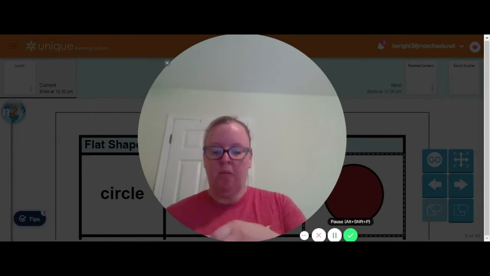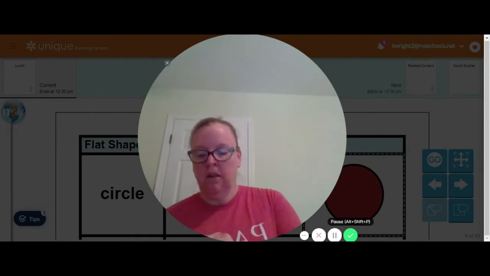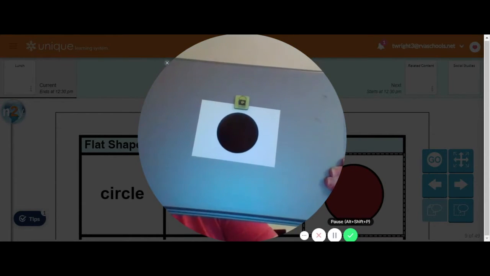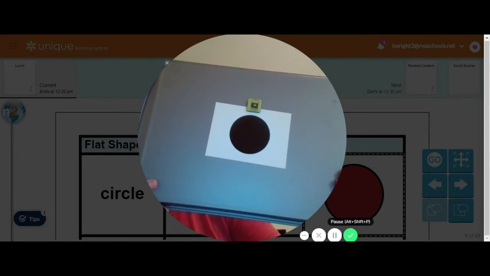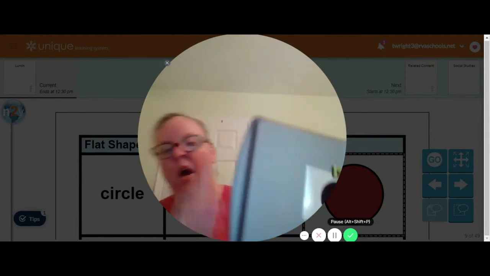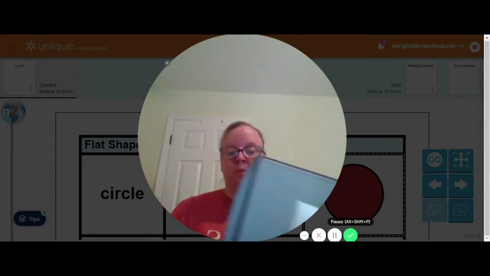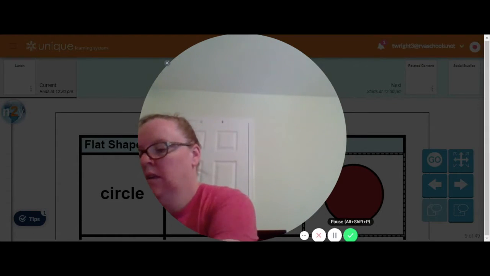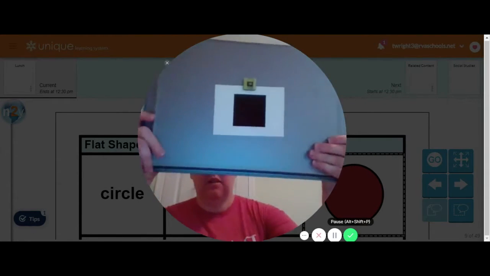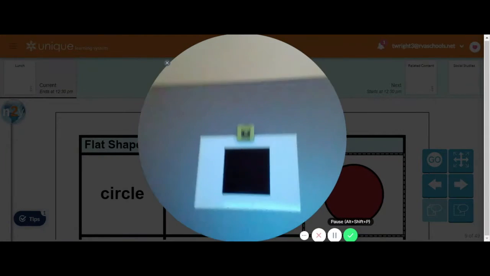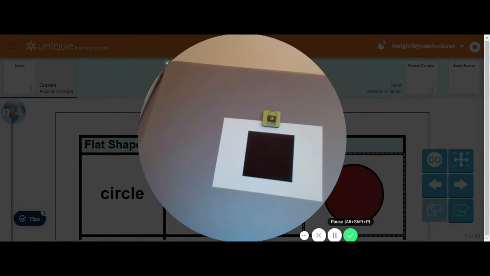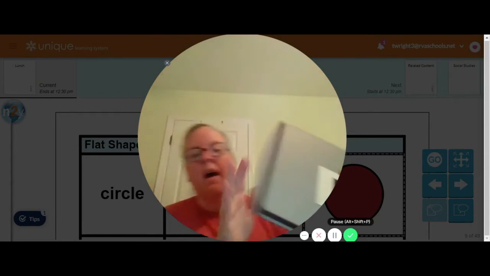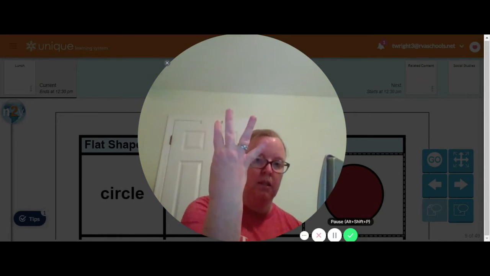The first shape we're going to talk about is a circle. Point to the circle. A circle is round. A circle is round. The second shape we're going to talk about is a square. Point to the square. A square has four sides. Four sides.